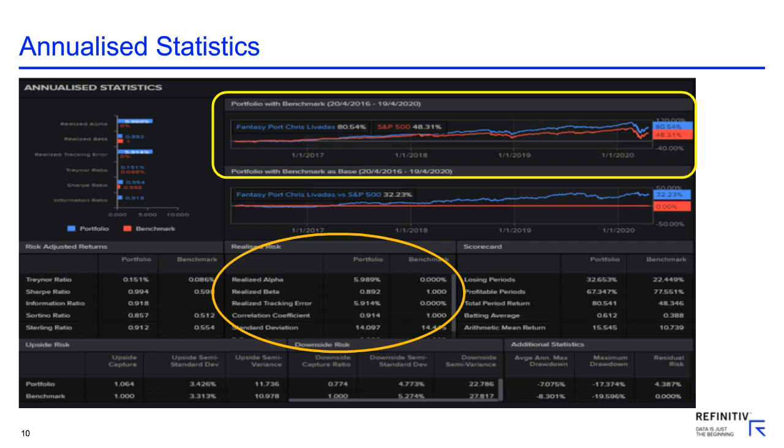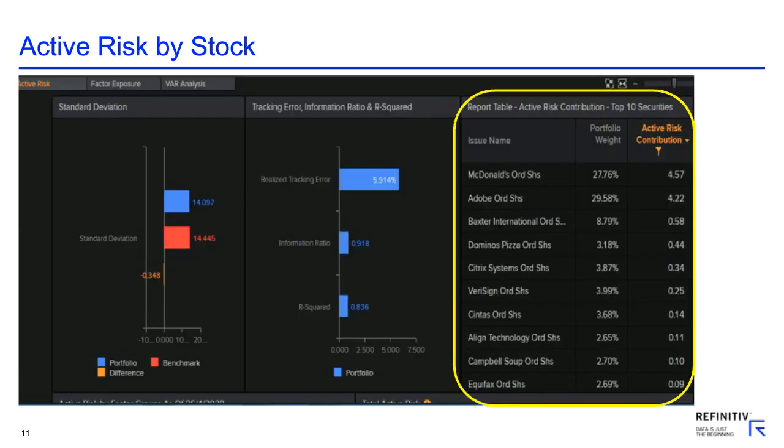So we see the active risk that we run, so we are better in standard deviation. This is Standard & Poor's, this is our portfolio. The realized tracking error is this one, and this is the R-square. So we are not 100% aligned with the S&P 500, we are about 83.6%.